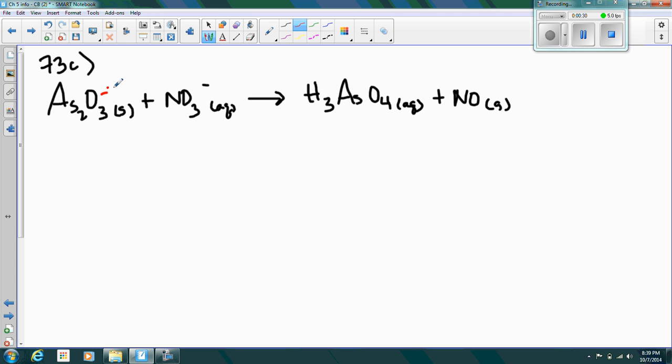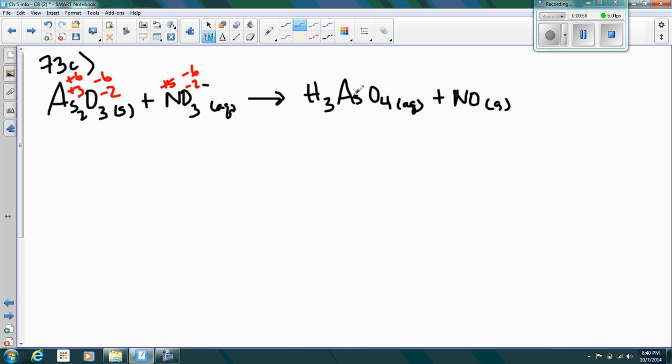I know that oxygen is -2. This is going to have an oxidation state of -6, so I need to have +6 on the other side. So I know that arsenic here has to be +3 to get that to a +6. Going on to my nitrate ion, I know that oxygen is -2, so this is going to be -6. My nitrate is an ion with an overall charge of -1, so this has to be +5.